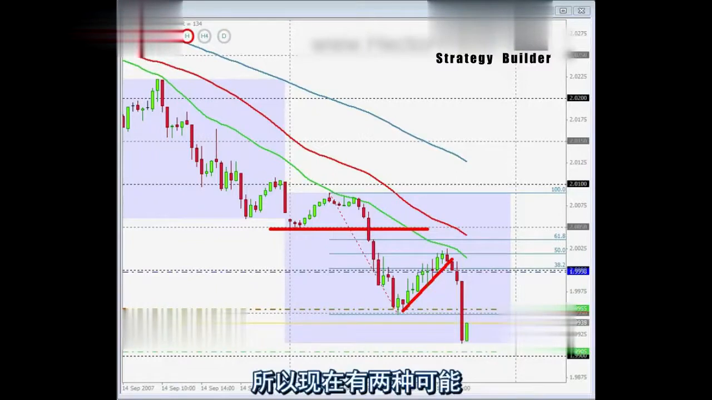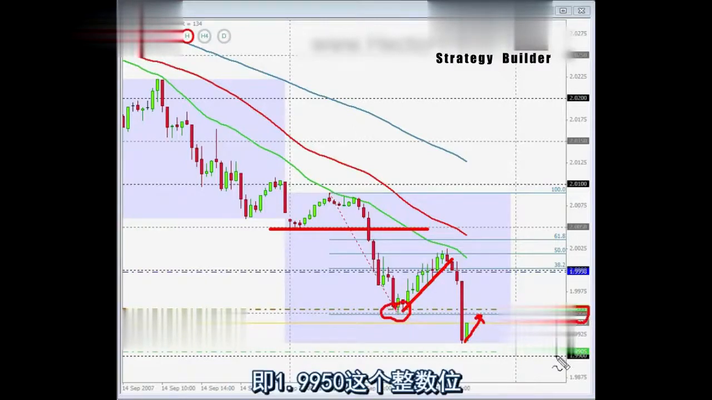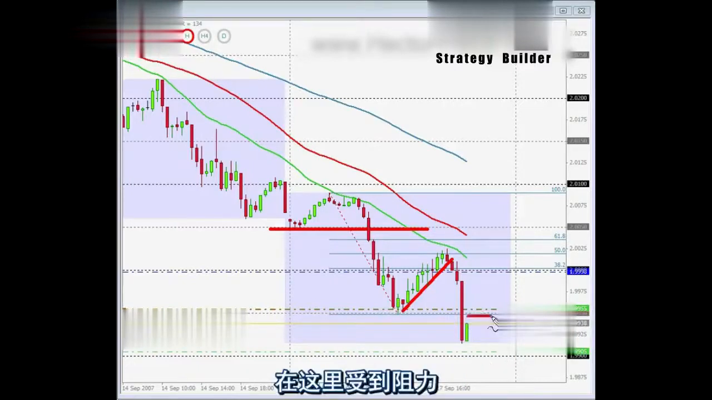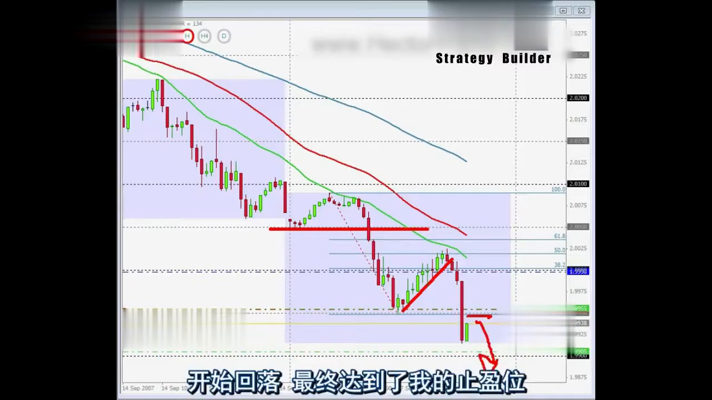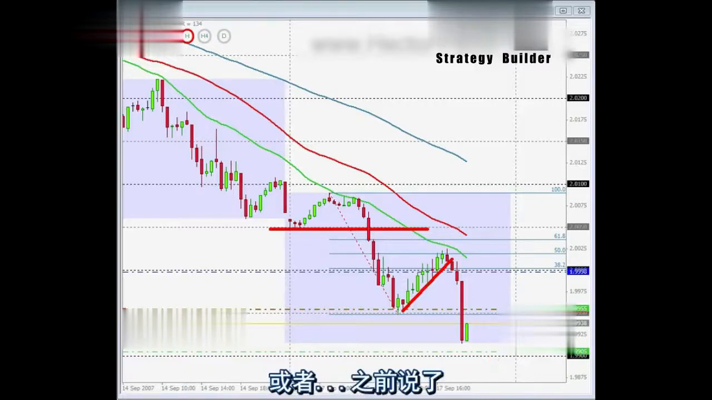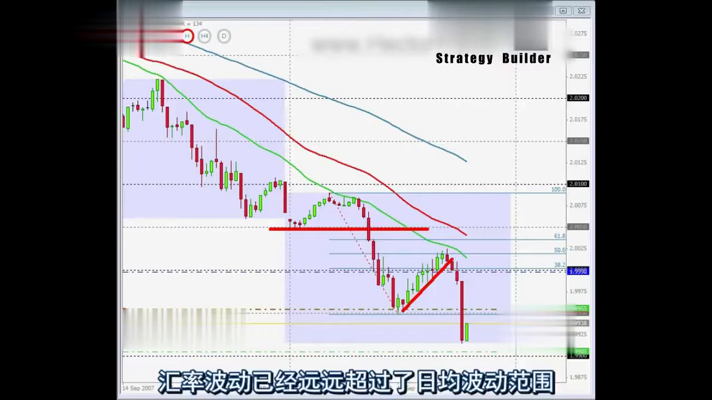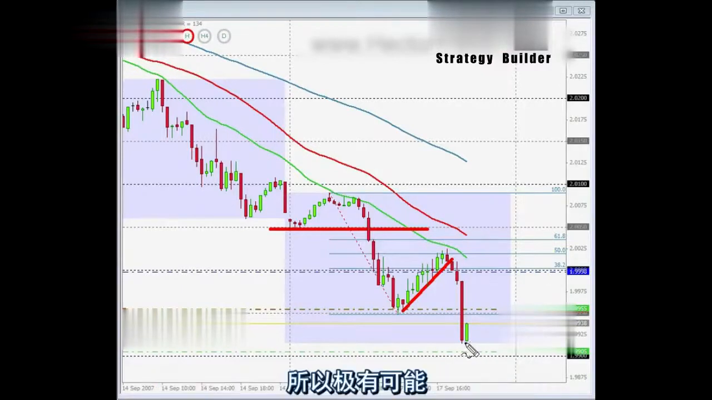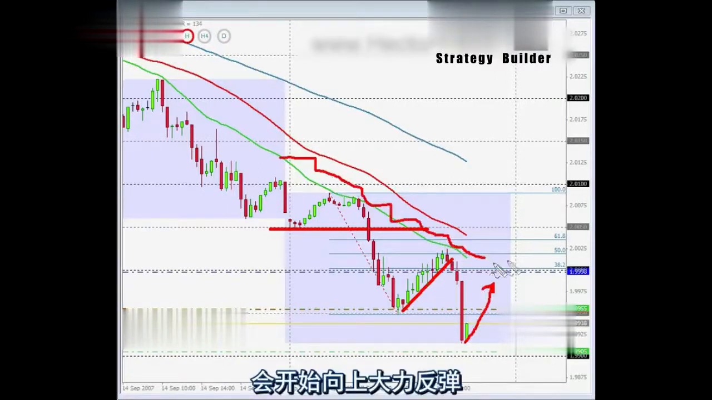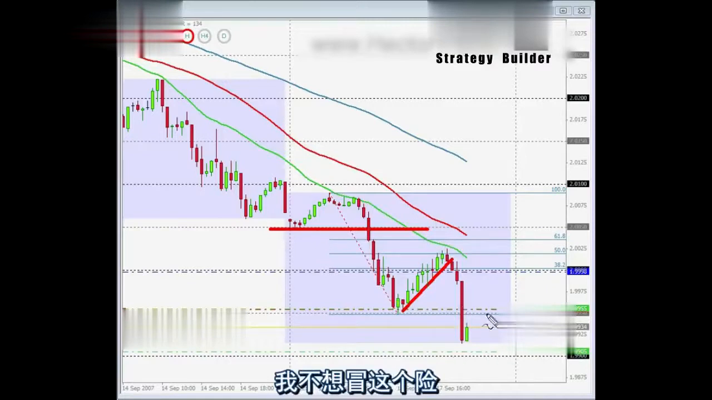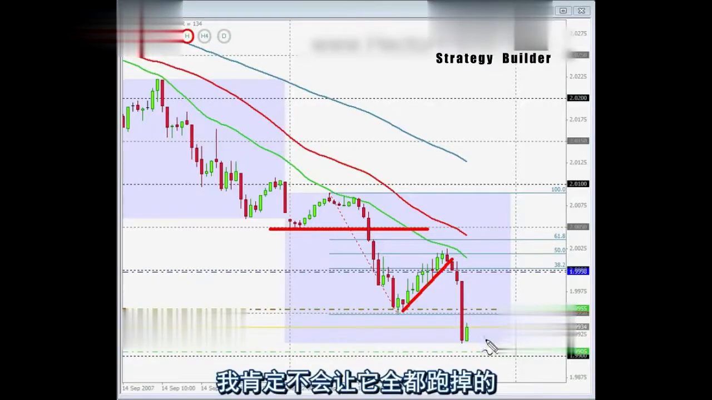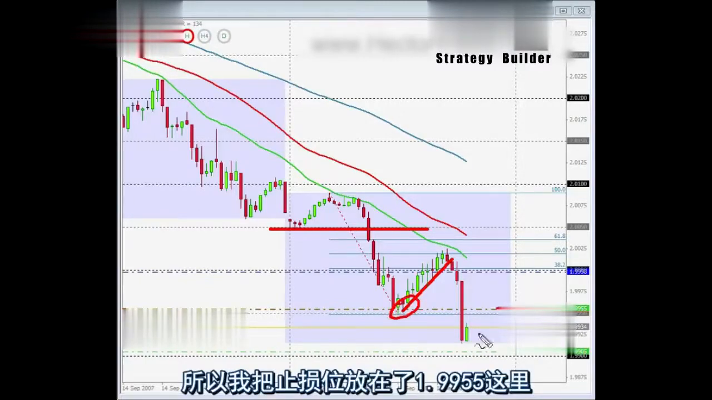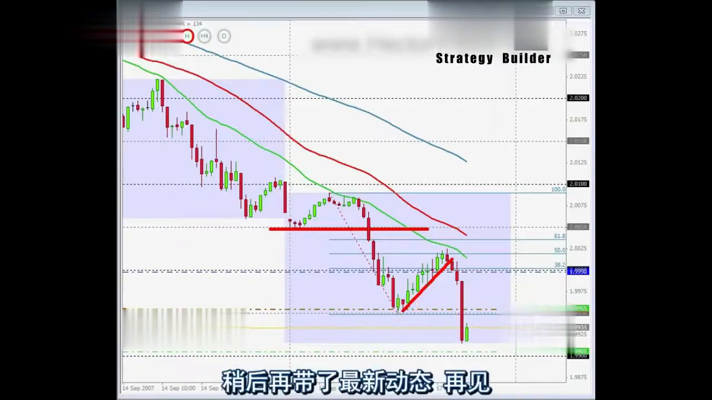There are two possible scenarios here. Price retraces back to the previous swing low and the round number 199.50, finds resistance at that level, and then proceeds to move on to my final target. Or, price has already moved way over the average daily range for this currency pair, and therefore begins to retrace back into the dynamic area of resistance, having completed a whole new swing down. I don't want to risk that. I am right now at plus 63 pips in profit. I'm not going to give all those profits back for sure, so I'm trailing my stop down to 199.55 right there. I'll keep you updated. Bye bye.